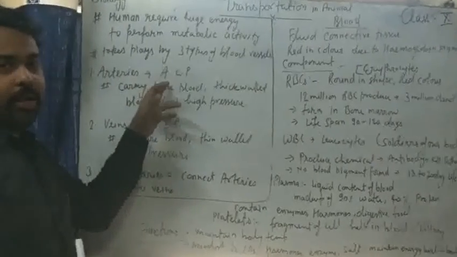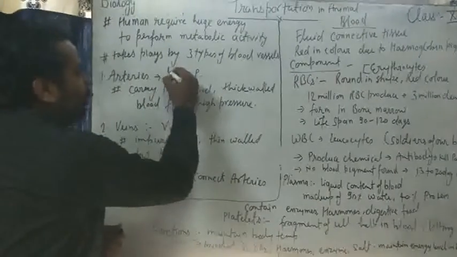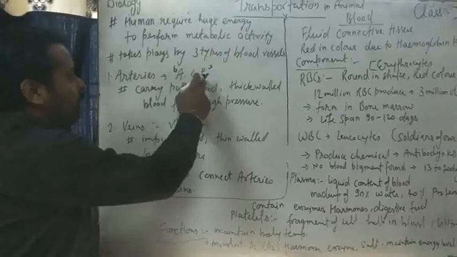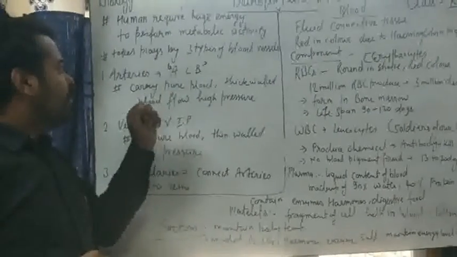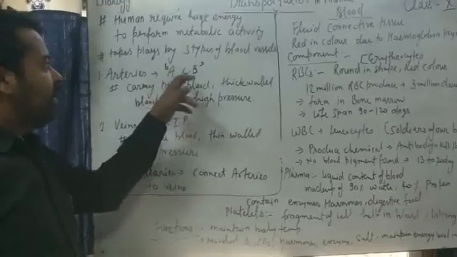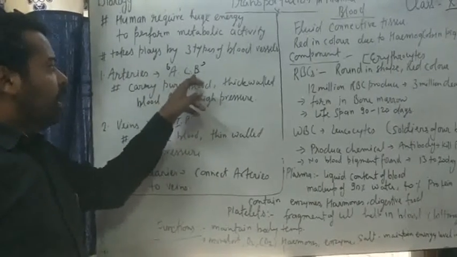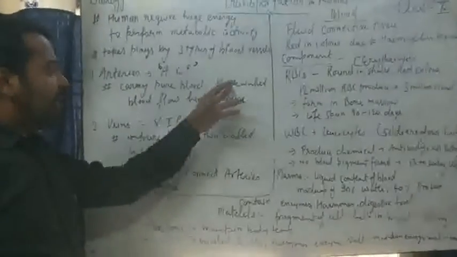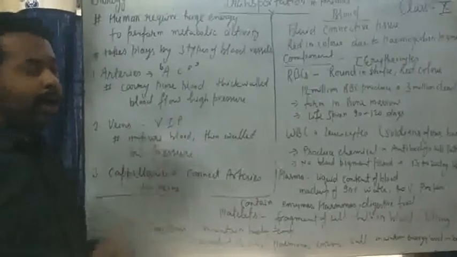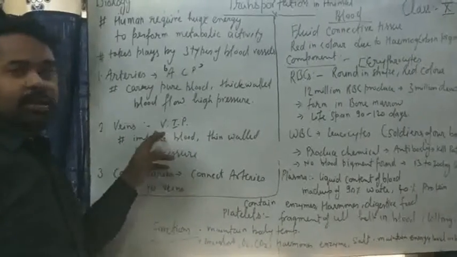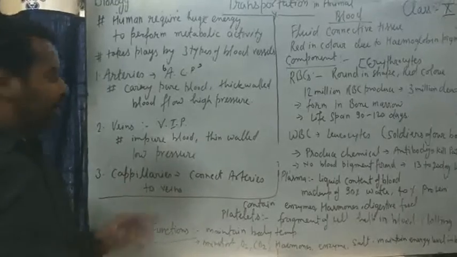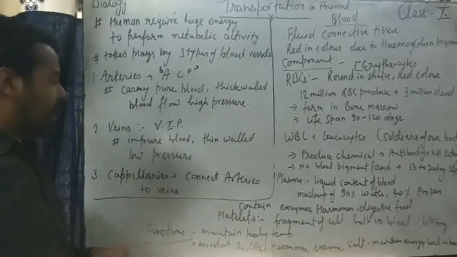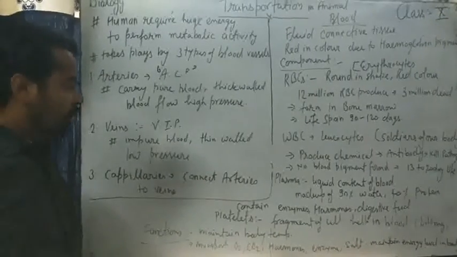Arteries, to learn arteries, you need to learn ACP. A for arteries, C for carry, and P for pure blood. It means arteries carry pure blood. They are thick walled and blood flows in high pressure. Next is vein. To learn this, VIP. Veins carry impure blood, and they are thin walled and blood flows in low pressure. And capillaries connect arteries to the veins.